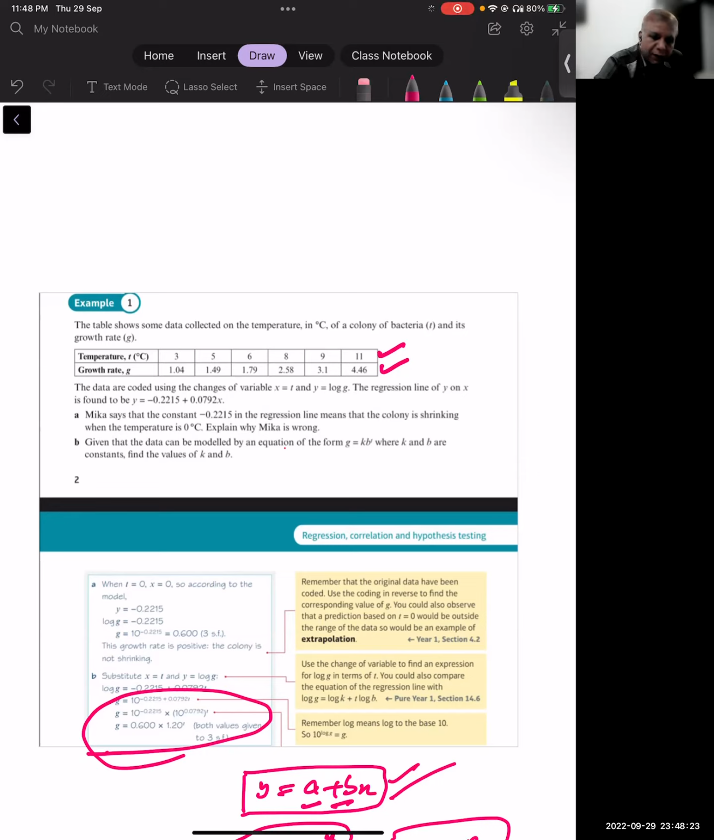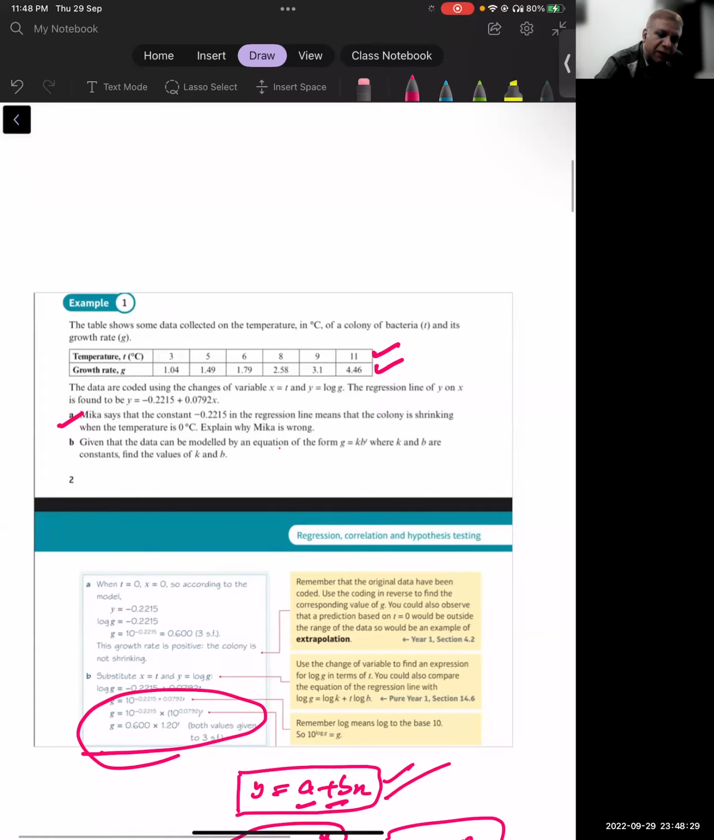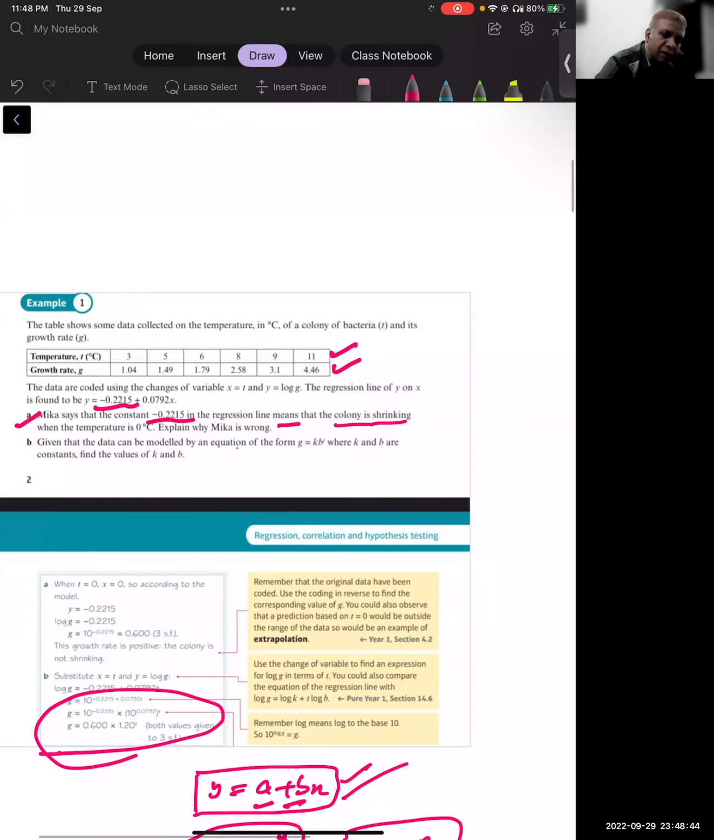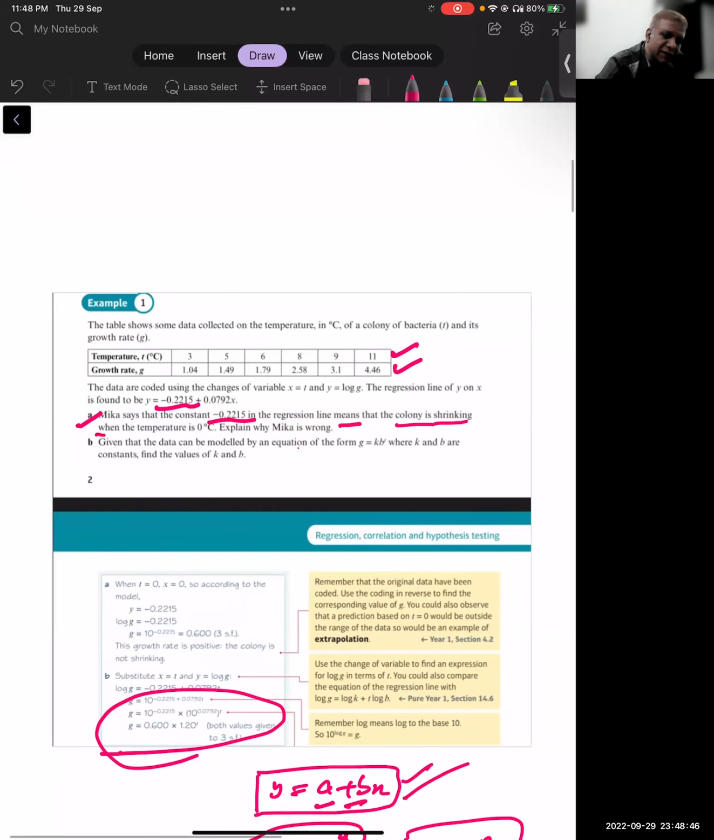Now, just read. Mika says that the constant, this one, in the regression line, this regression line is minus 0.2215, in the regression line means that the colony is shrinking when the temperature is 0 degrees Celsius. Explain why Mika is wrong.